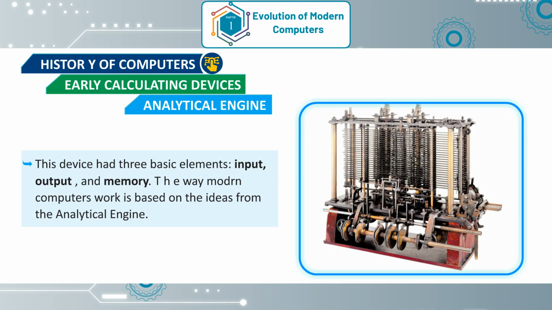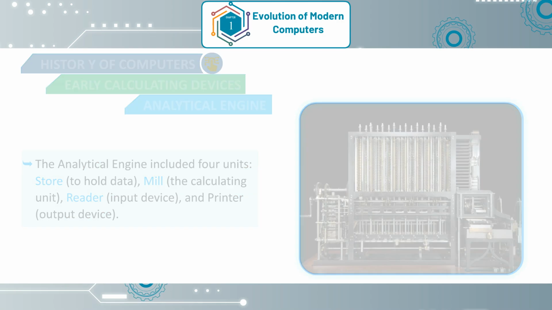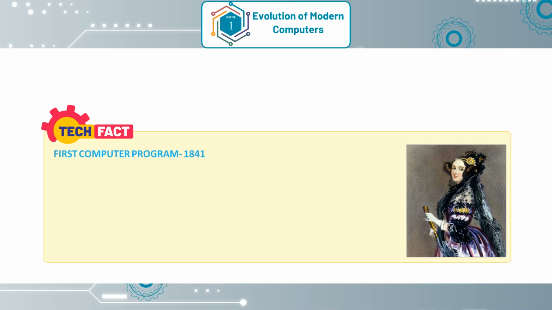This device had three basic elements: input, output, and memory. The way modern computers work is based on the ideas from the analytical engine. The analytical engine included 4 units: store to hold data, mill, the calculating unit, reader, input device, and printer, output device. Tech fact. First computer program.